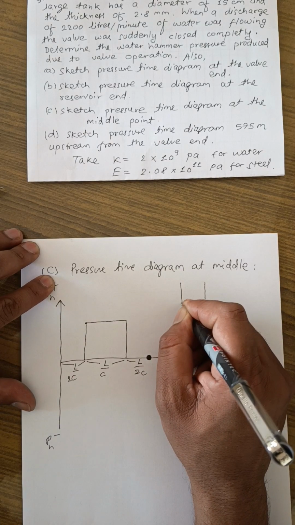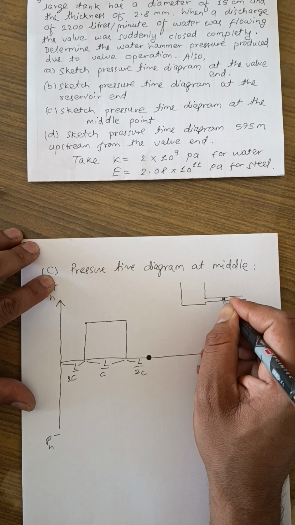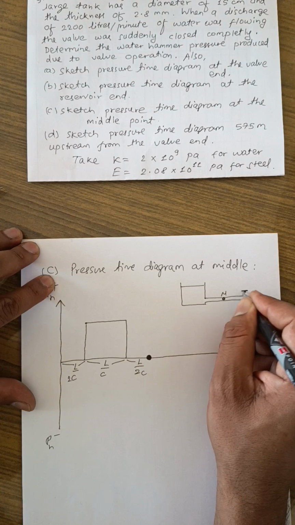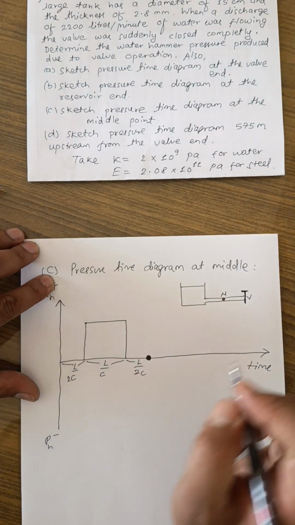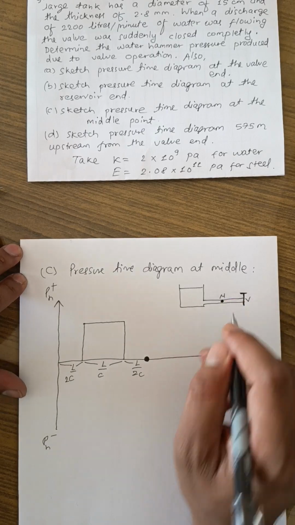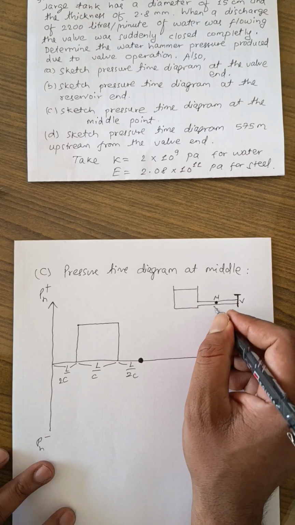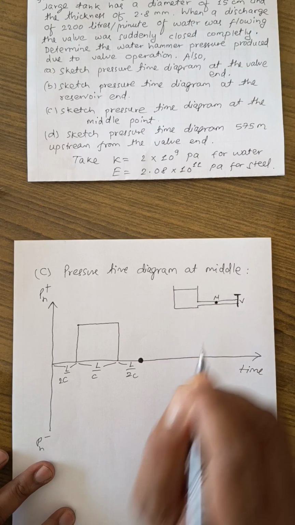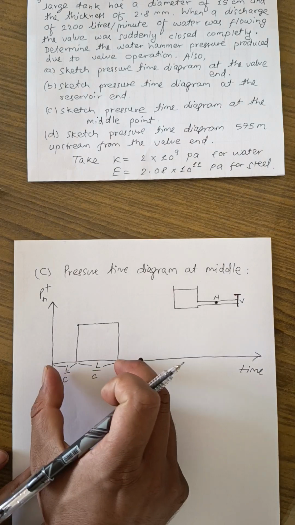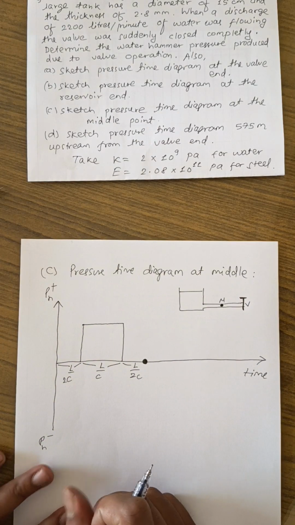This is the reservoir, and this is L. You are going to draw the pressure time diagram at this middle point, right? The valve is still at the valve end. I am not changing the valve, I am just changing the point. So it is as if you are putting a pressure meter at the middle point and looking at it all the time. Because time is passing and you are looking at the pressure meter, you are plotting this diagram. That is the concept.